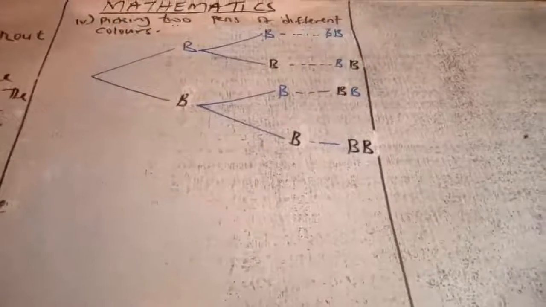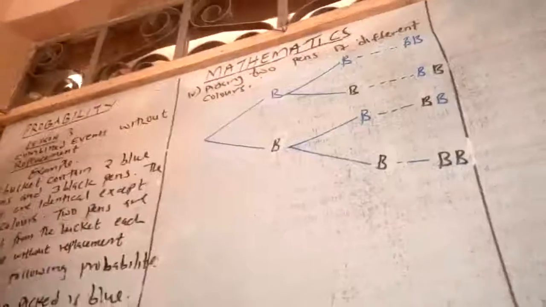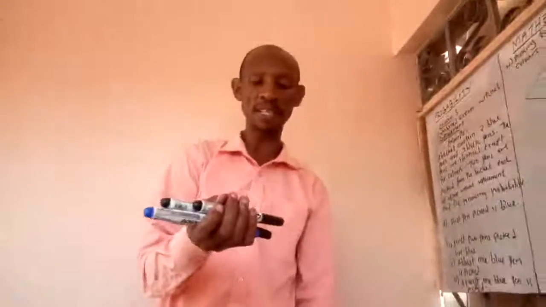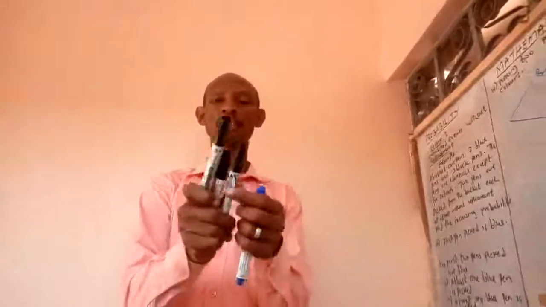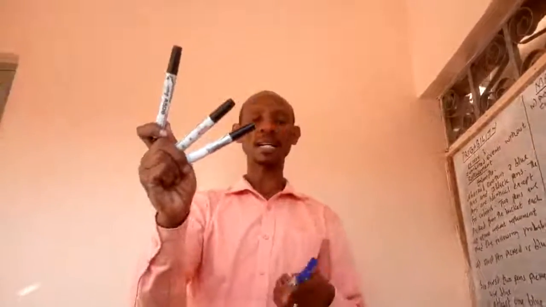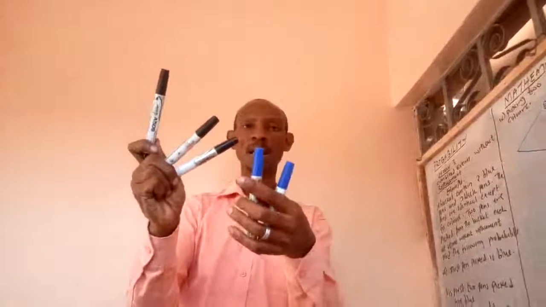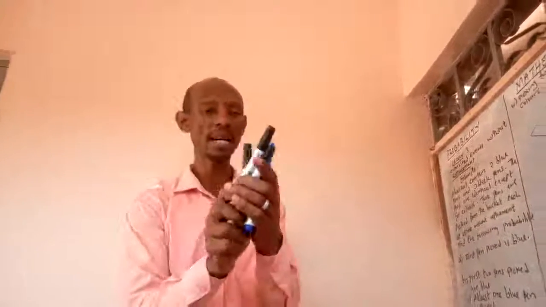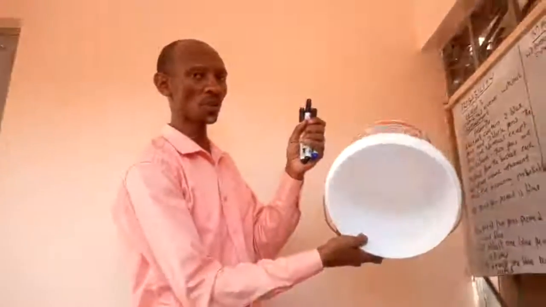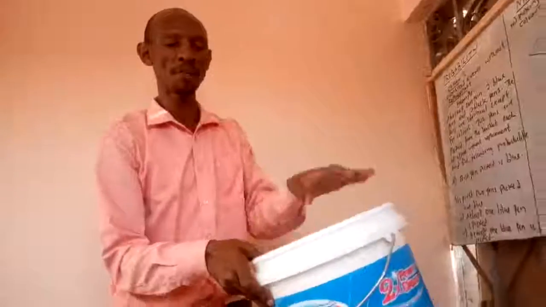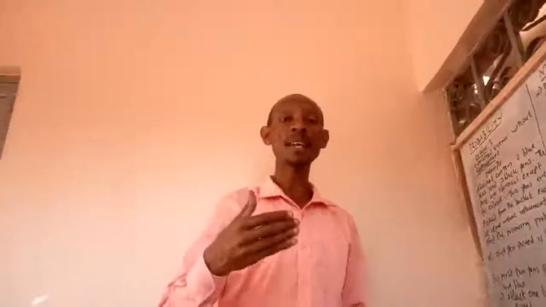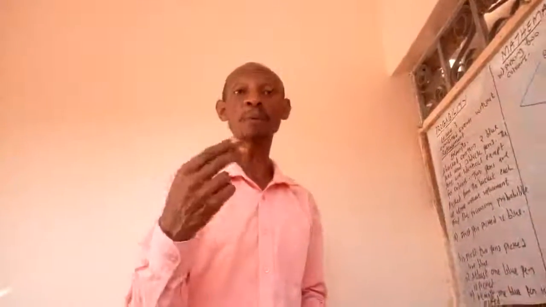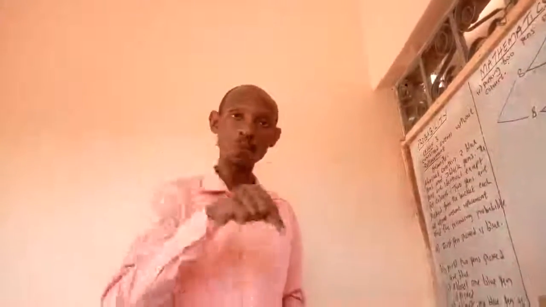And as far as this question is concerned, I want us to practice practically. For instance, I have the pens here. I have 5 of them, and you can see these 3 are black and these 2 are blue. If I put them in an empty bucket which does not contain anything, when I'm going to pick during the first picking, how many blue pens am I going to get? I'm supposed to get 2. Why? Because I put 2 blue pens.